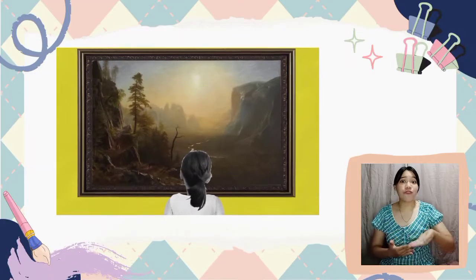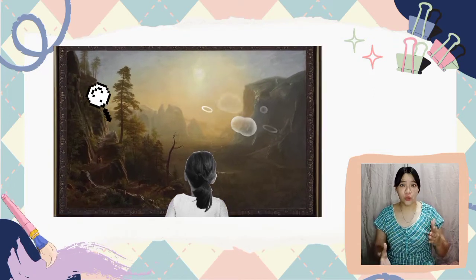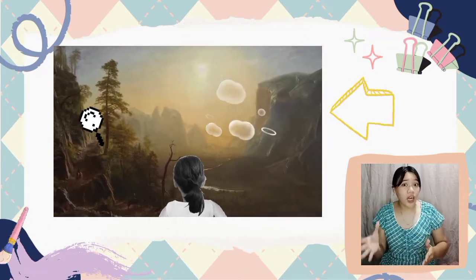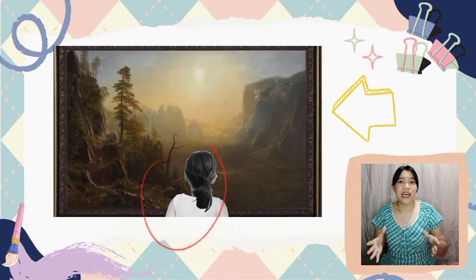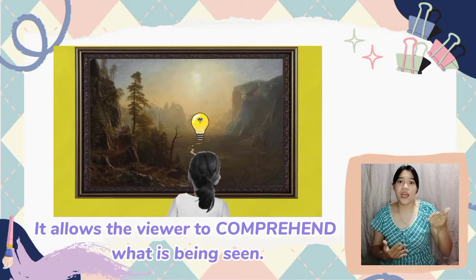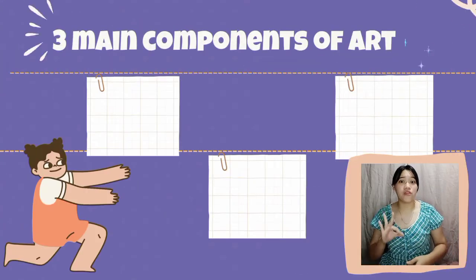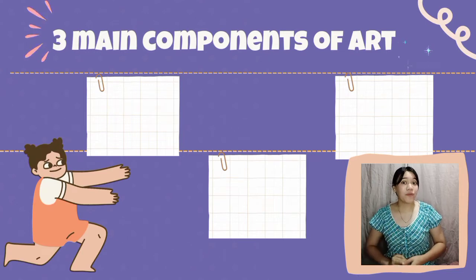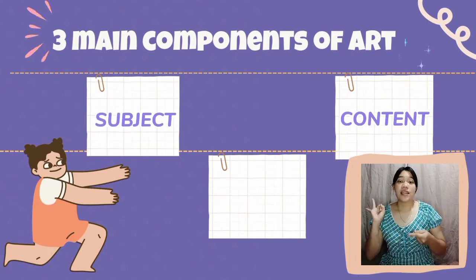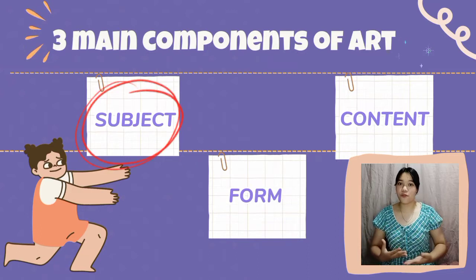In the process of perceiving an artwork, we'll somehow find some traces and clues that mediate between the artwork and its viewer. It allows the viewer to easily comprehend what is being seen. The traces that we are talking about are the three main components of an artwork, and these are the subject, the content, and the form. First, let's discuss the subject.